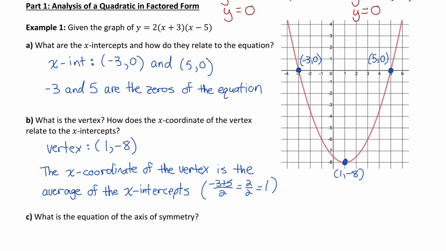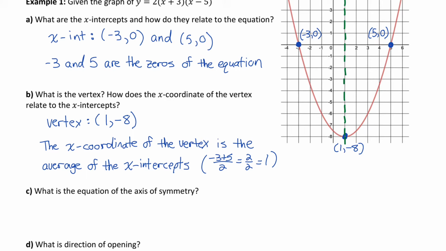Well, the axis of symmetry is the vertical line that goes through the vertex. And the equation of any vertical line is x equals the x-coordinate of all the points that make up the line. All of the points on this line all have x-coordinates of 1. So of course it's going to match the x-coordinate of the vertex because it goes through the vertex. So the equation of the axis of symmetry is x equals 1.